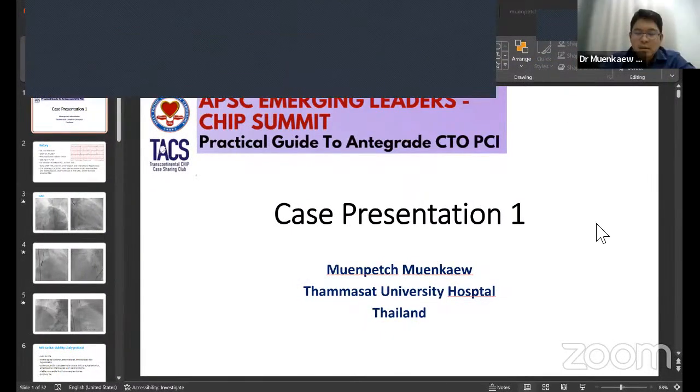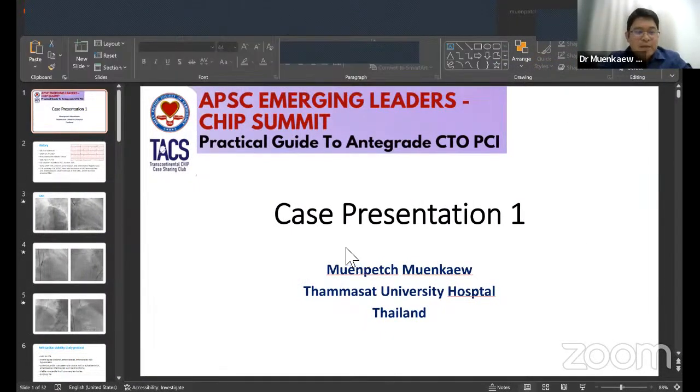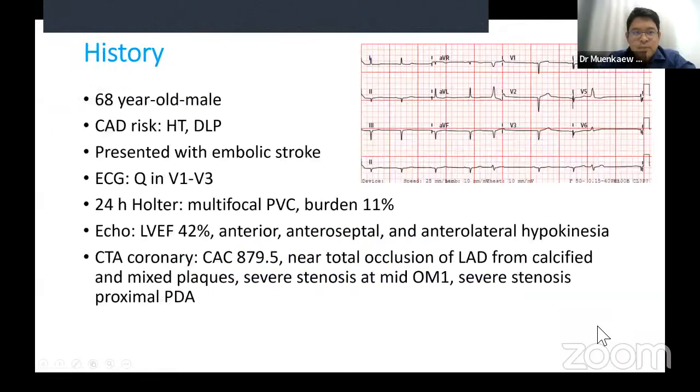Thank you very much, and good evening, everyone. I would like to share my case. This is a 68-year-old male with hypertension and dyslipidemia. He presented to our hospital because of an embolic stroke, but on investigation we found a Q wave in the anterior leads of his ECG, and on the Holter we found a high PVC burden, and the echocardiogram showed impaired RV function with anterior wall hypokinesia.